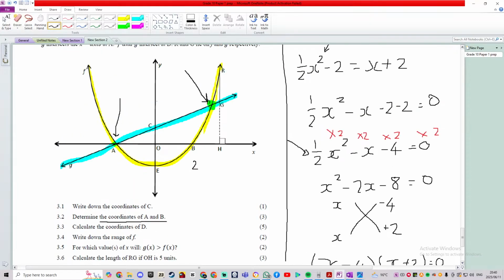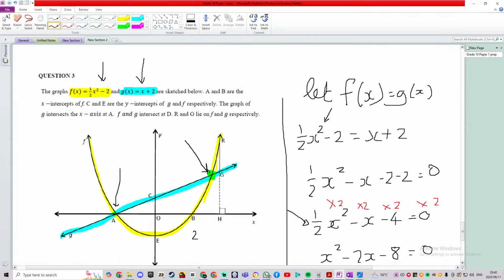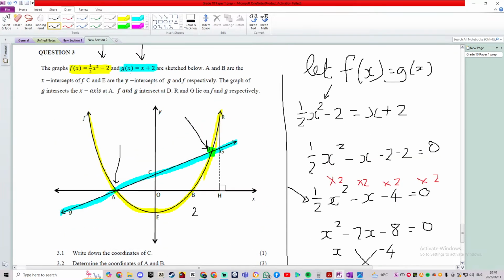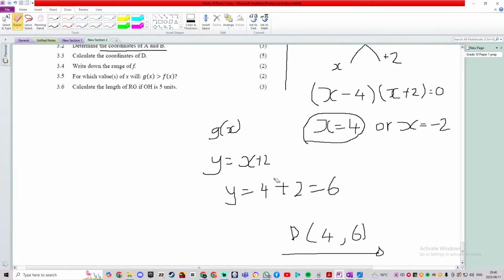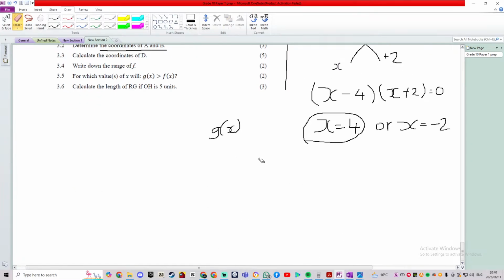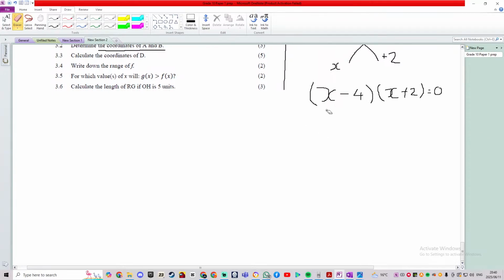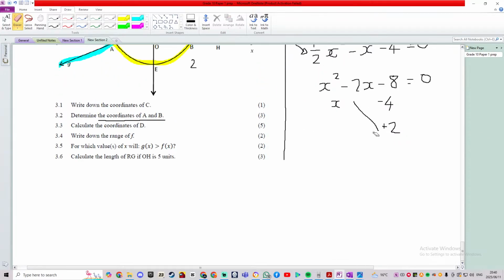The range of f. Okay, hope you understood this here. 4 and 6 is the coordinates of D. Almost done, and then I'll take any other questions.